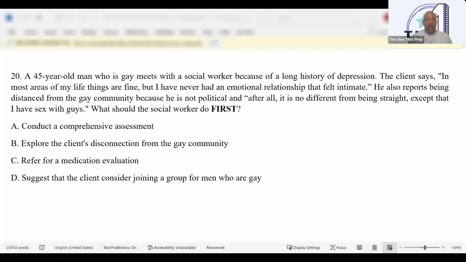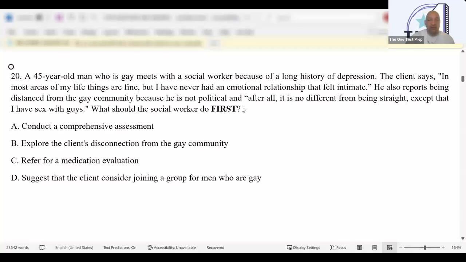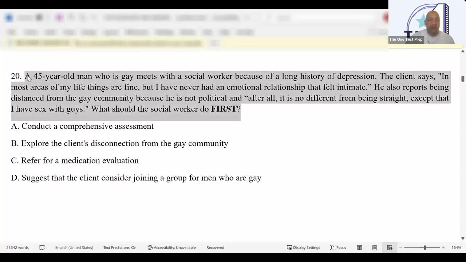Sheila, can you please read for us the STEM for this exam item that is on the screen? The STEM is just this first part right up here. Read that for us out loud.